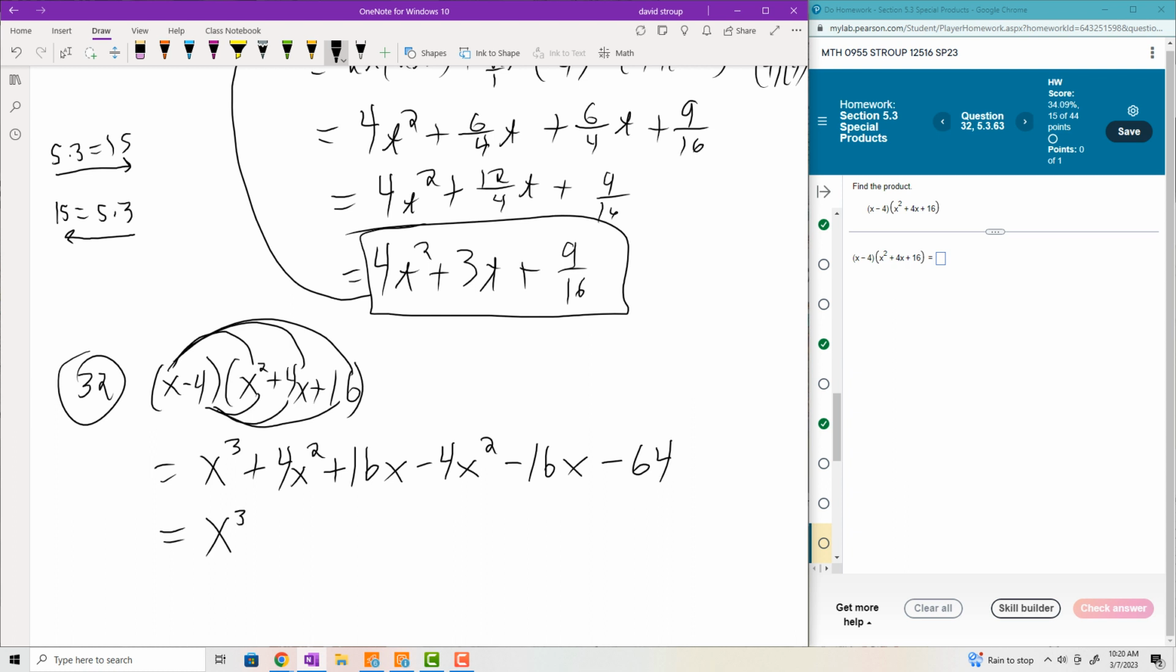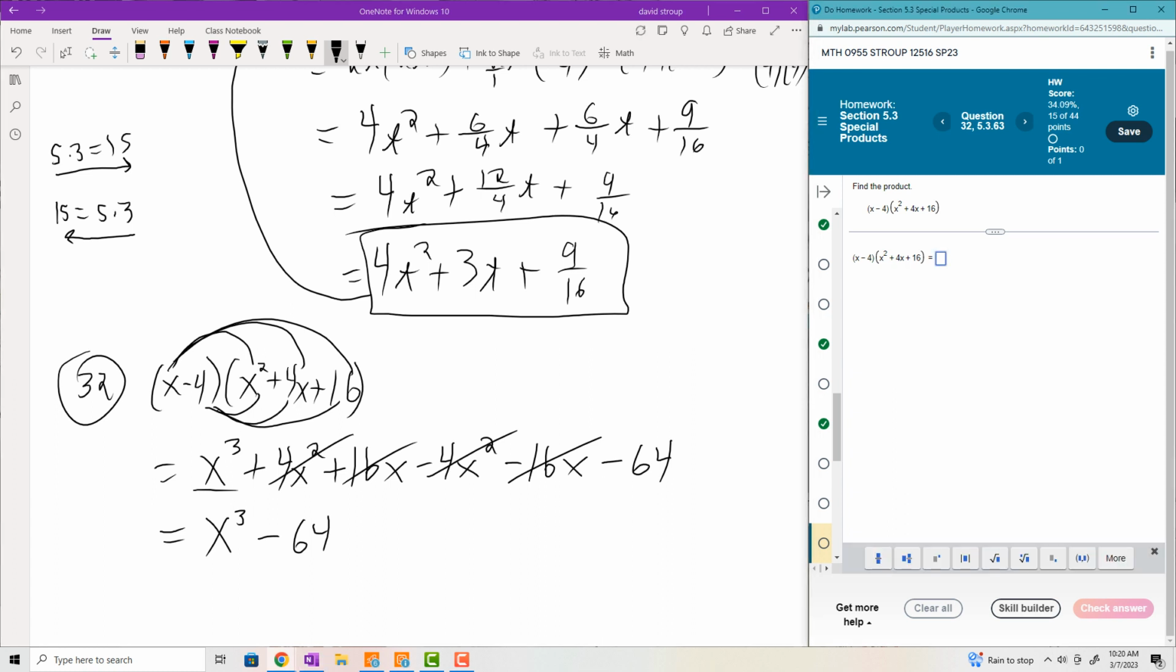Okay. Combining like terms, the x cubed is done. There's no other x cubes. 4x squared minus 4x squared is 0. 16x minus 16x is 0. And then minus 64. So these forms will be nice to deal with because it'll be clear how to eventually factor them. In other words, go in the reverse direction.